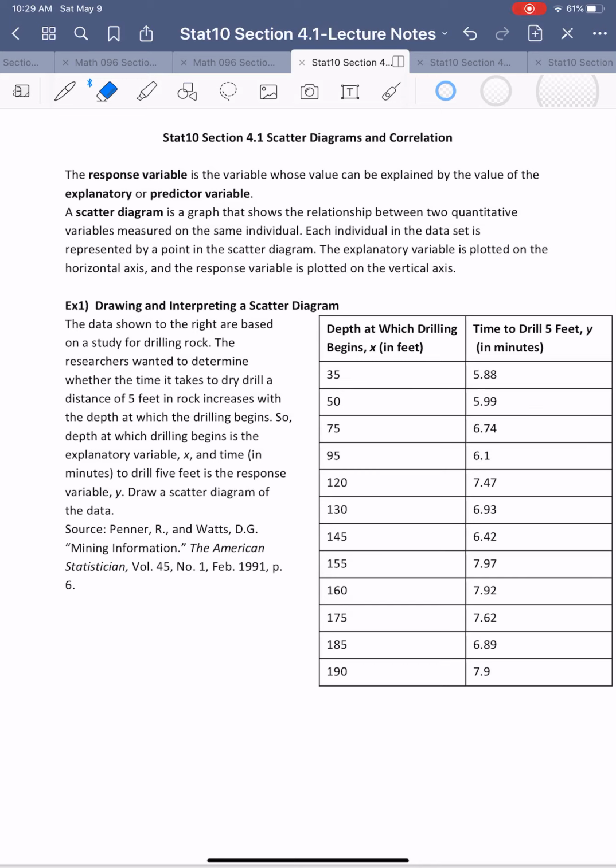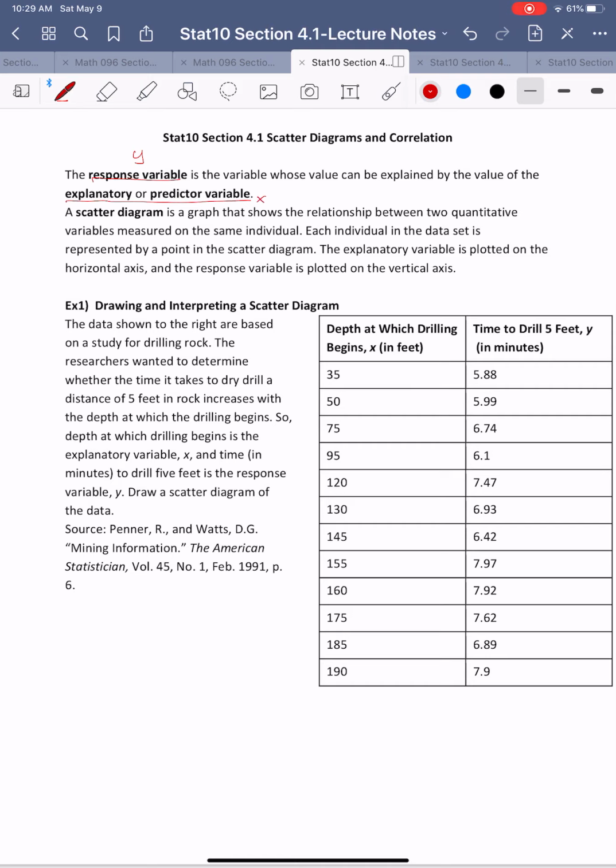Hello, this section's 4.1, scatter diagrams and correlation. First of all, we need to talk about the response variable, which is the variable whose value can be explained by the value of the explanatory or predictor variable. So you can treat the response variable as y, and then the explanatory or predictor variable as x.